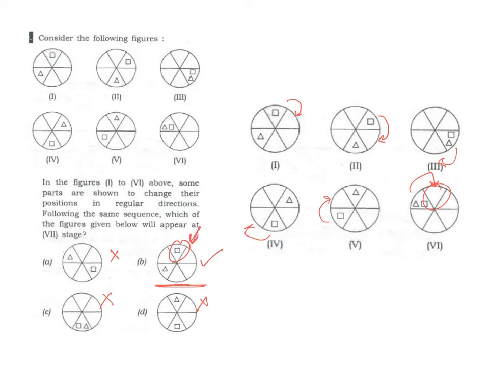Now see here. Look at the triangle. The triangle is moving in the anti-clockwise direction. So you can see that. So look at the last one. It should move in the anti-clockwise direction. So it should be here. So now see. The only possible condition is this one. So the answer is B.